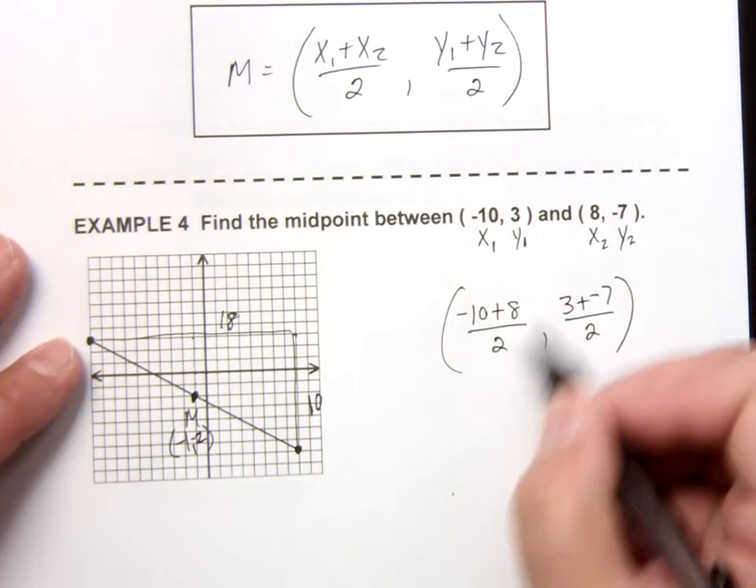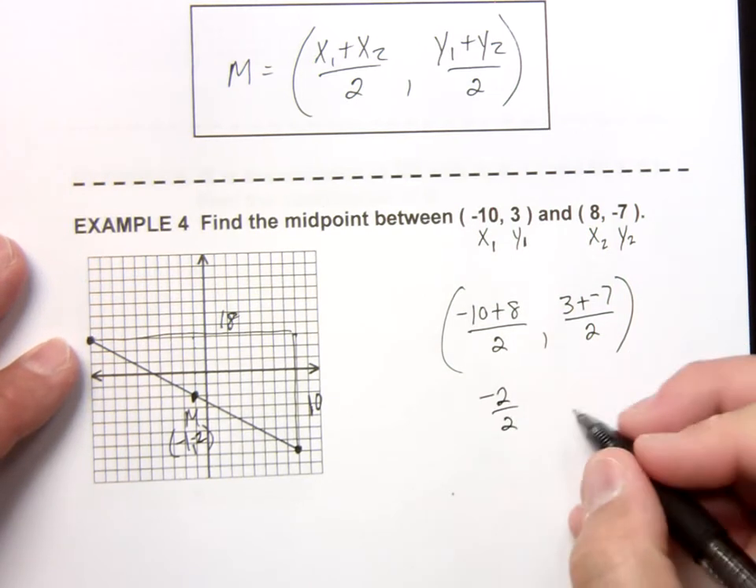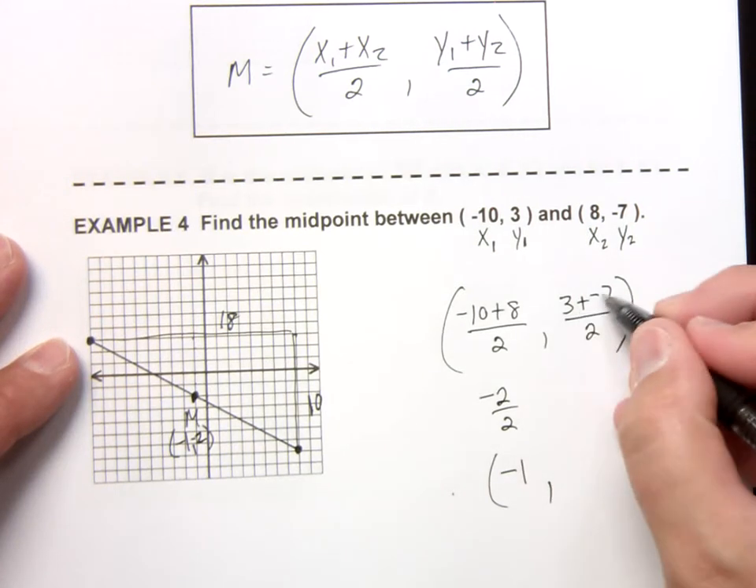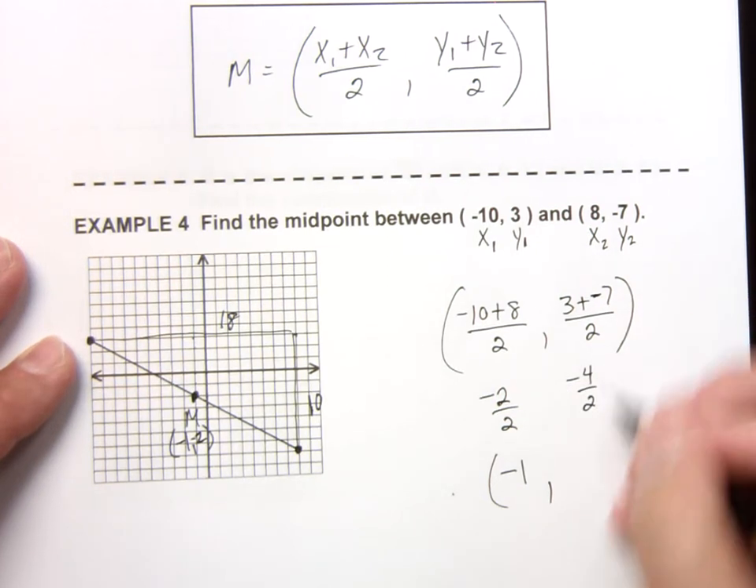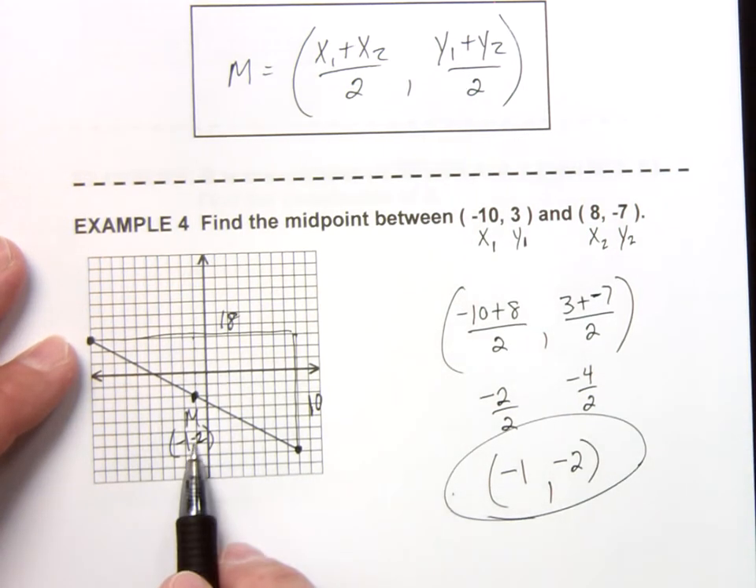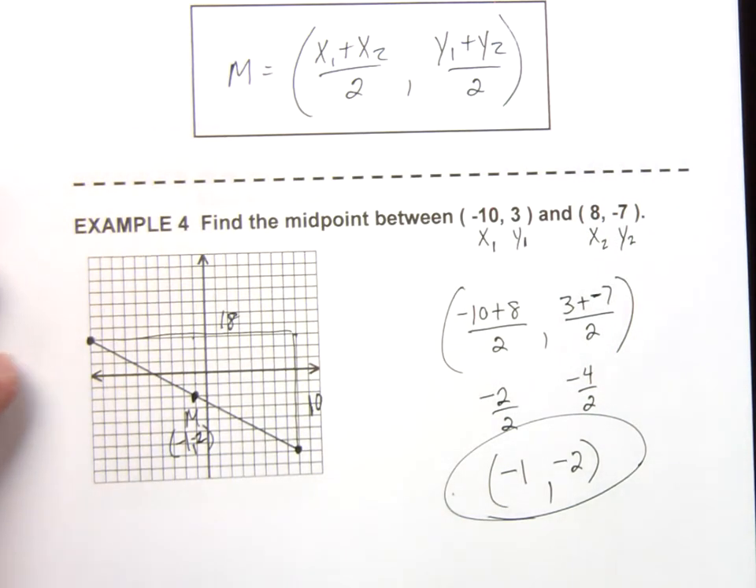So, simplifying this one right here, -10 plus 8 is -2, and -2 divided by 2 is -1. 3 plus -7. When you add a negative, you're really subtracting. So we're doing 3 minus 7 is -4, and -4 divided by 2 is -2. You should notice that we got the exact same thing doing the formula as we did by plotting the graph and doing a bunch of counting. So this point is right in the middle of this segment. It is the midpoint at -1, -2.